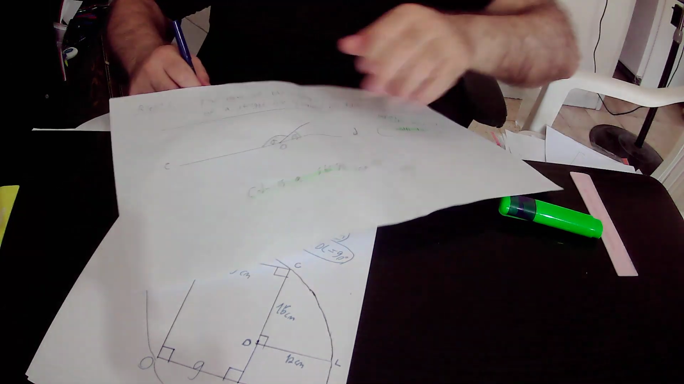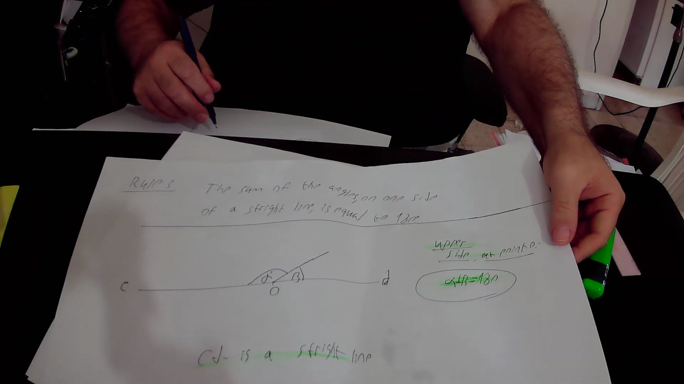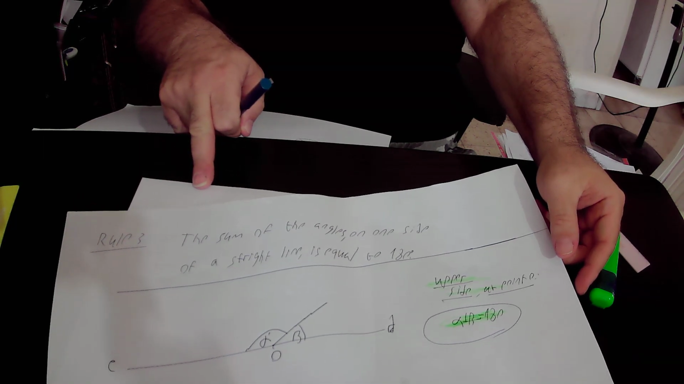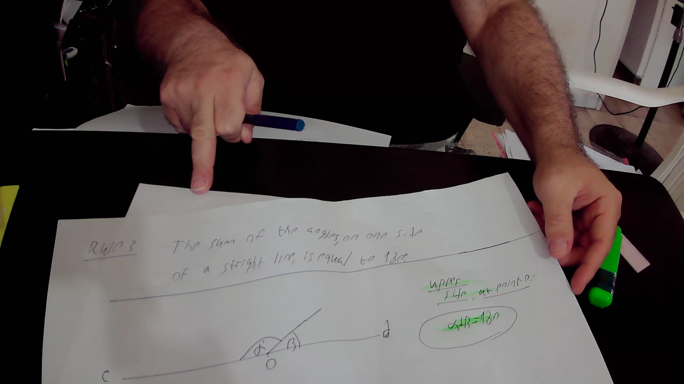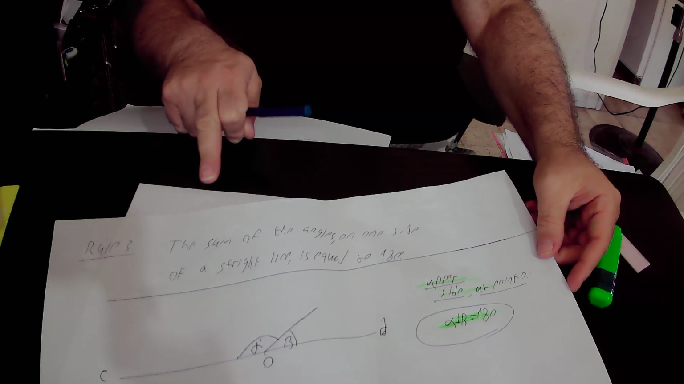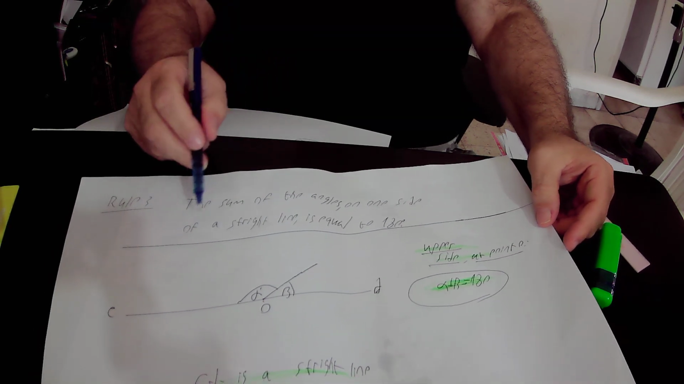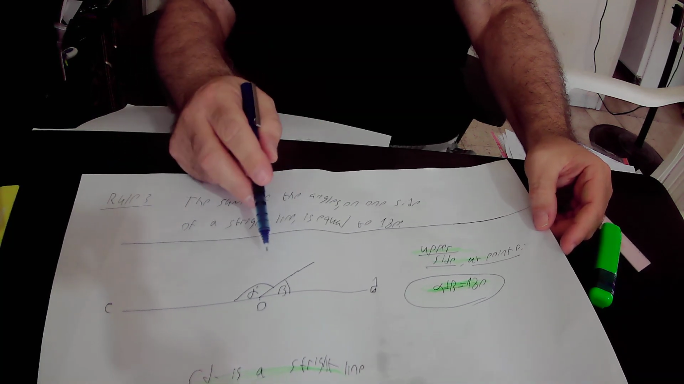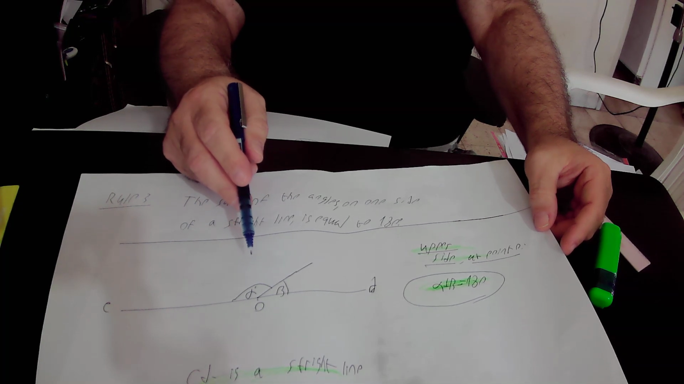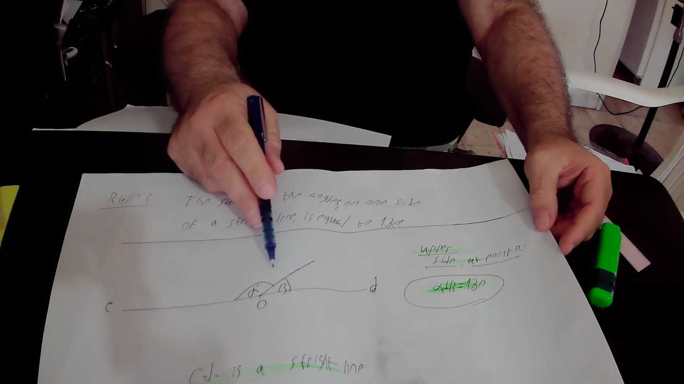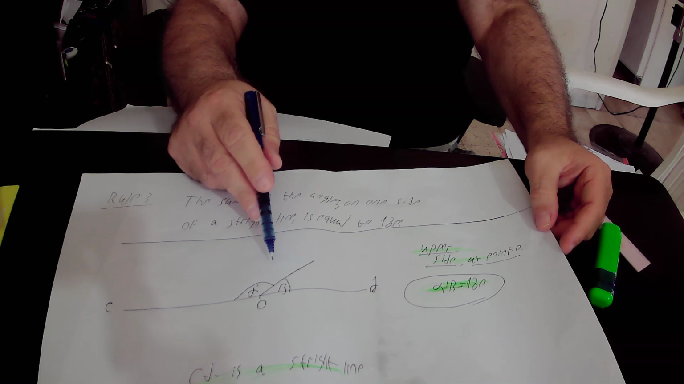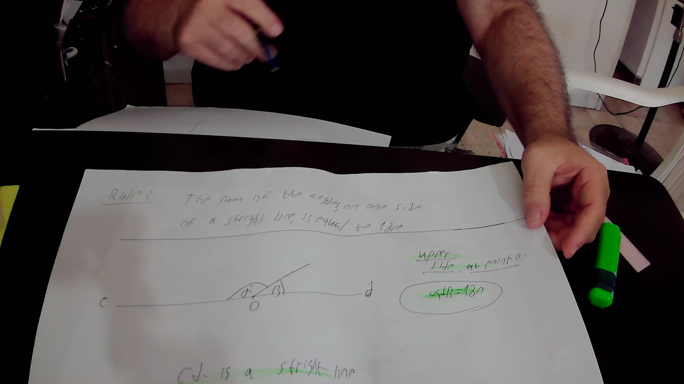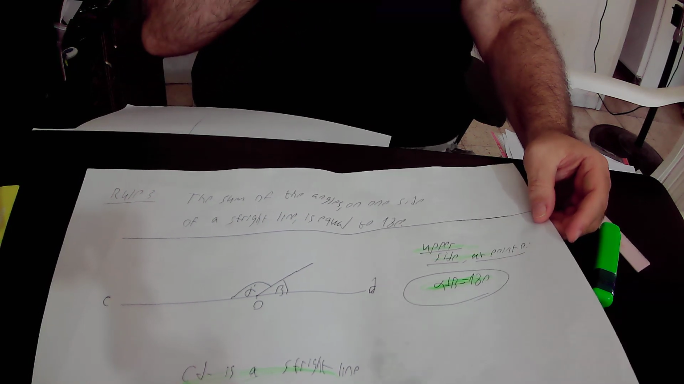And we actually have the rule that states that the sum of the angles on one side of a straight line is equal to 180 degrees. So here CD is a straight line, so if we focus on the upper side of the straight line CD at point O, then here alpha plus beta equals 180 degrees. Okay, so we can implement this rule number 3 in our drawing.